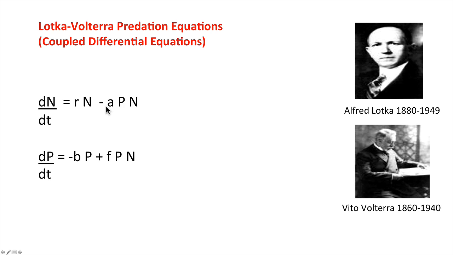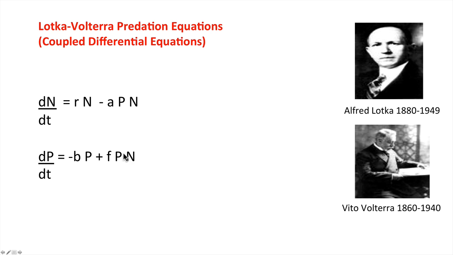However, we also have a loss of prey caused by predation, and what we use here is a constant A and then a mass action term where the more predators there are, the greater the loss of density of the prey population. But also, the more prey there are, the more predators will encounter them, and so the greater the instantaneous rate of loss.